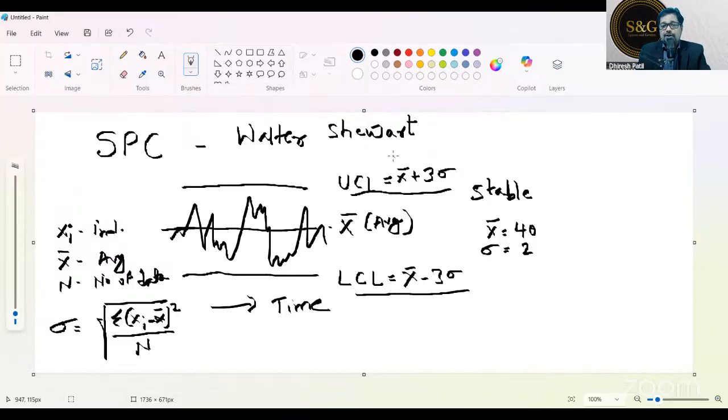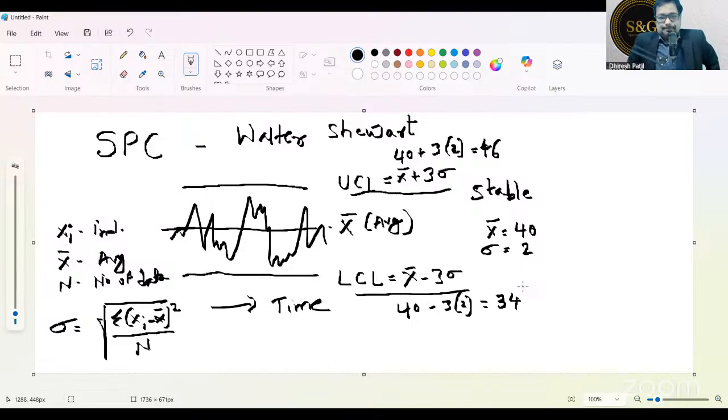So here x bar is what? 40, right? Plus 3 into standard deviation, which is 2. So this is 46. And lower control limit is what? X bar is 40 minus 3 into 2, which is 6. So 40 minus 6 is equal to 34. So upper control is 46 and lower control is 34. If the process is within 46 and 34, then the process is a stable process. And these two lines are called control limits.